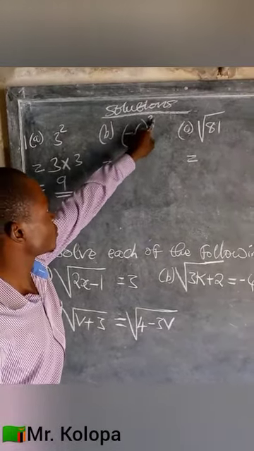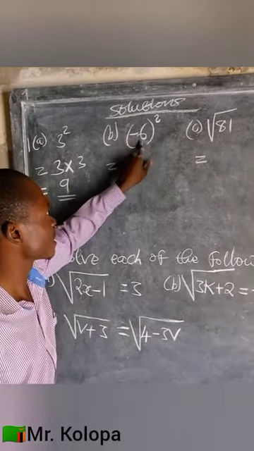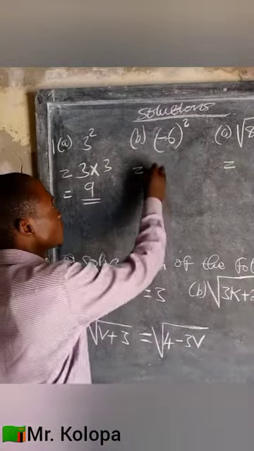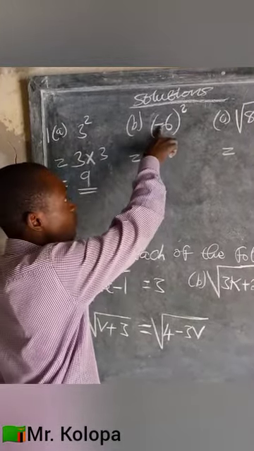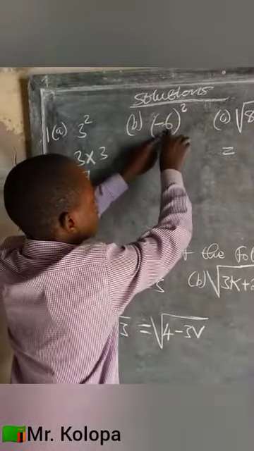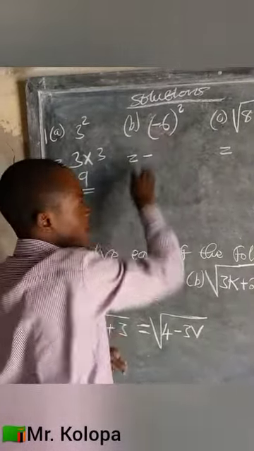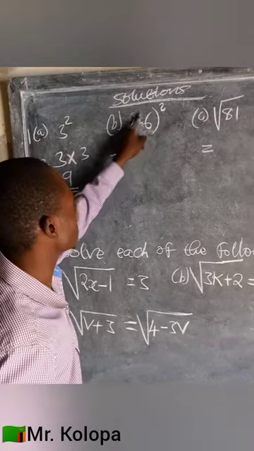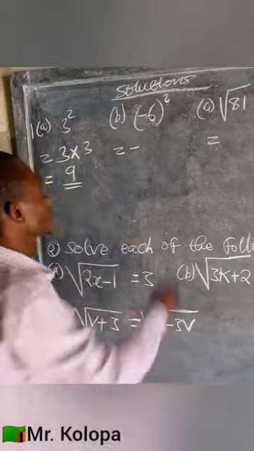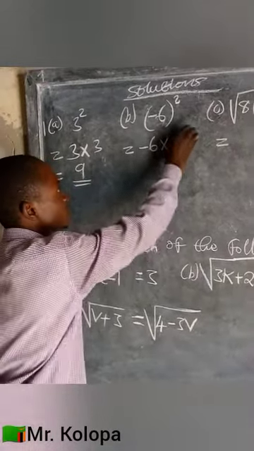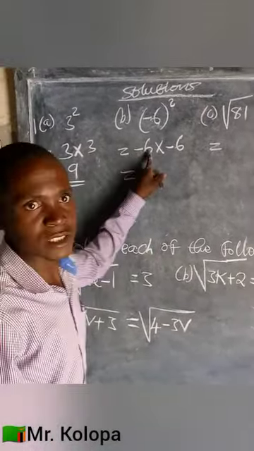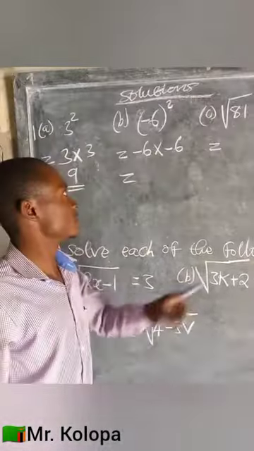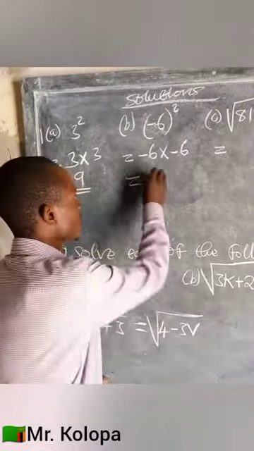Then let's look at question B. Negative 6 to the power 2. We have written this negative 6 in brackets because of the square, and because of the negative. Negative 6 squared is the same as multiplying this number, negative 6, twice. So it's negative 6 times negative 6. But remember we said a negative number times a negative number gives a positive. And 6 times 6 gives you 36.